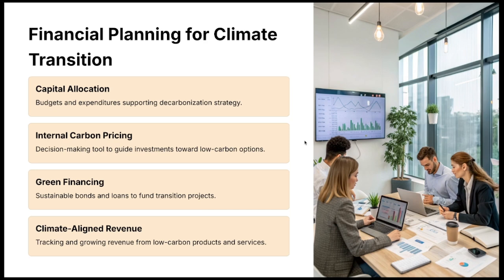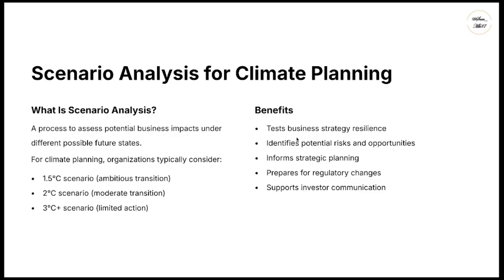For the financial planning aspect of climate transition, let's look at the four key components of this financial planning. As I said, there is some level of capital allocation that is needed. Also, you need to use internal carbon pricing. Sorry guys, I think I just moved these to a slide, but I already covered those key areas that you need to consider.